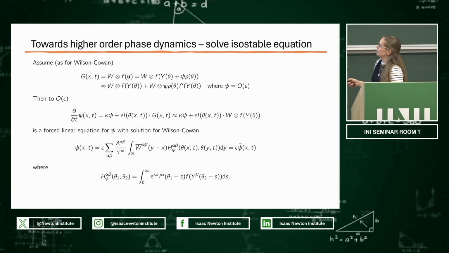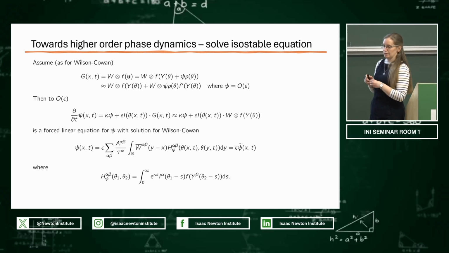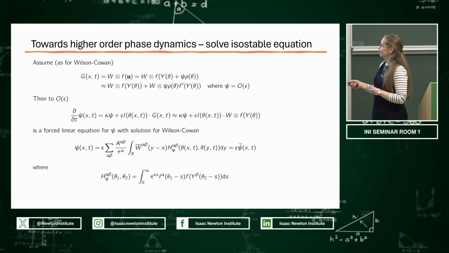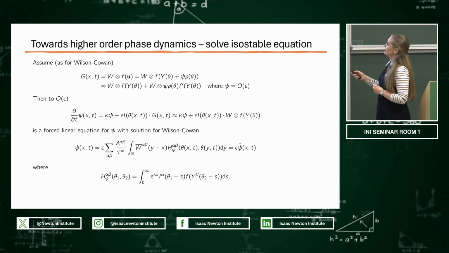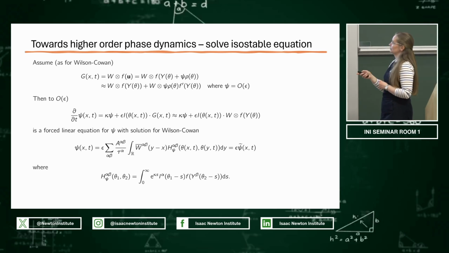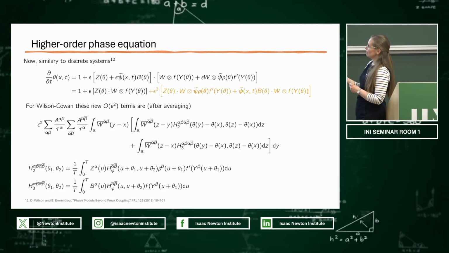So if we just go to order epsilon, we don't need this term here, because we're making an order epsilon expansion and we throw those away. What we're left with is a first order differential equation for psi, which we can solve. Hooray. We can write down exactly what psi is, and then when we write down the phase equation, which has this term in it, we can substitute this psi in there and we get an updated phase equation.